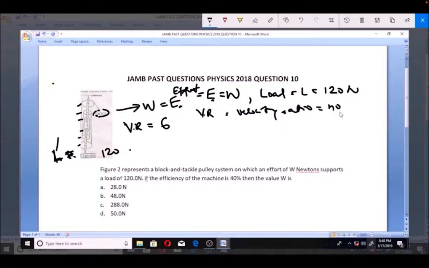How do you get this? By the number of wheels. I just counted the wheels: 1, 2, 3, 4, 5, 6. So VR is equal to 6.